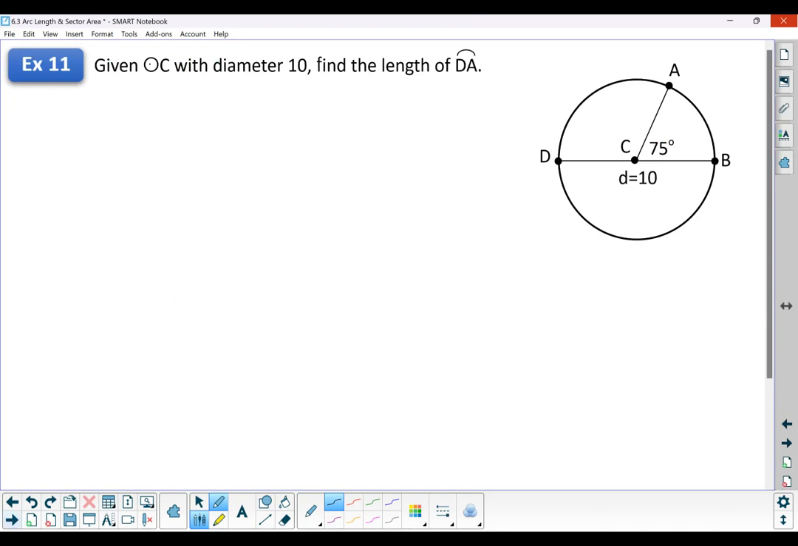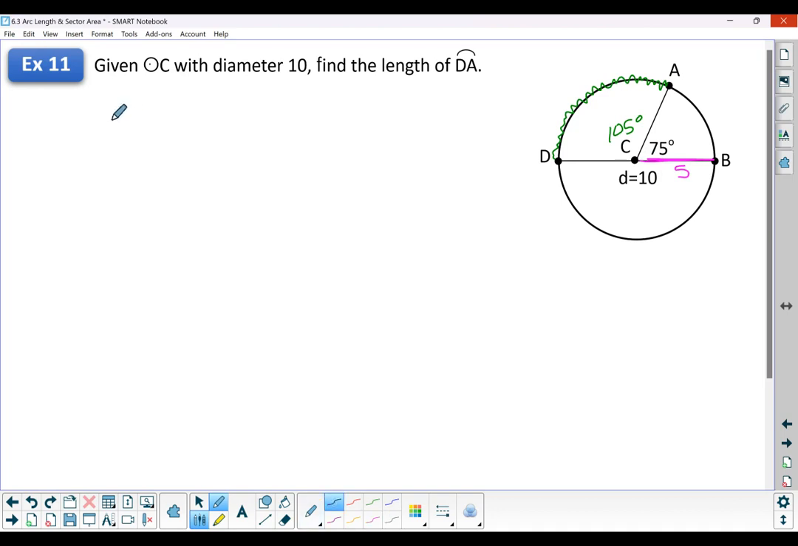All right, so we've got a diagram. It says circle C has a diameter of 10. Can we find the length of the arc from A to D? So we're looking for this arc length. We've got a diameter here, so that means the angle right here at C, plus 75, has to give us 180. So this angle is 105. And the diameter is 10. That means the radius is 5.